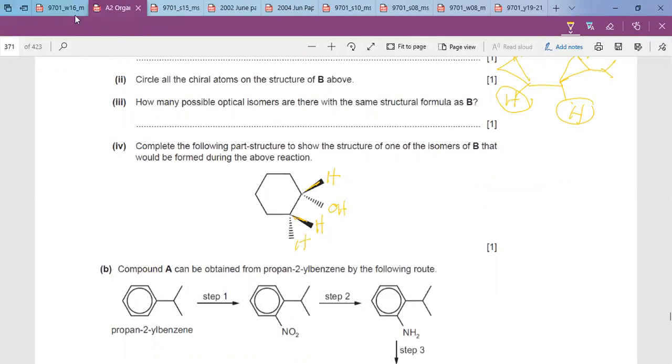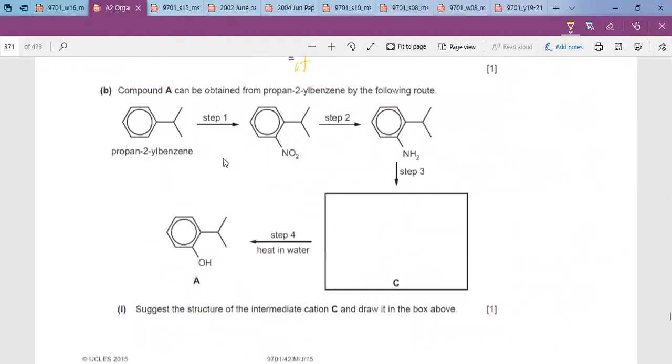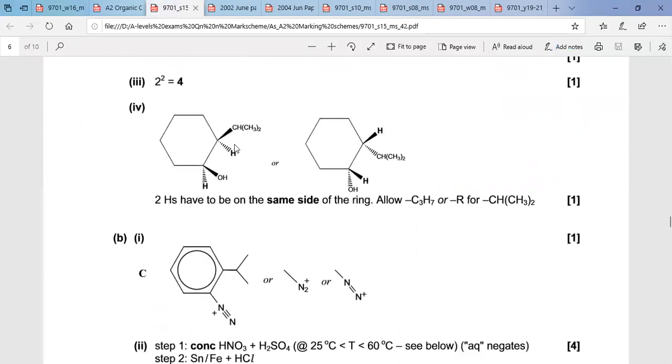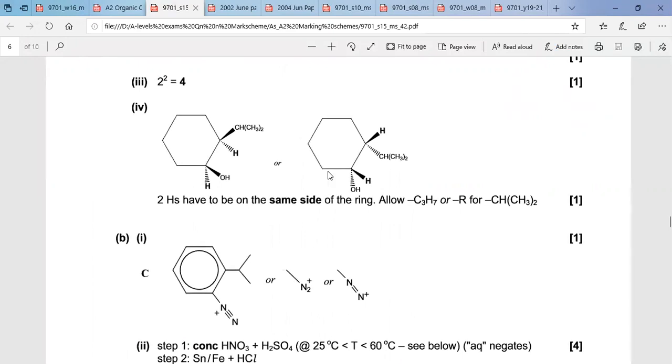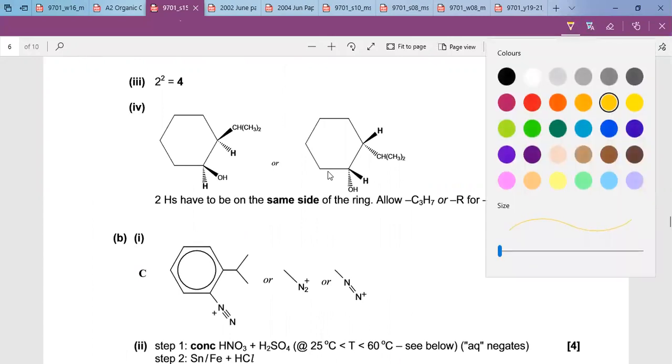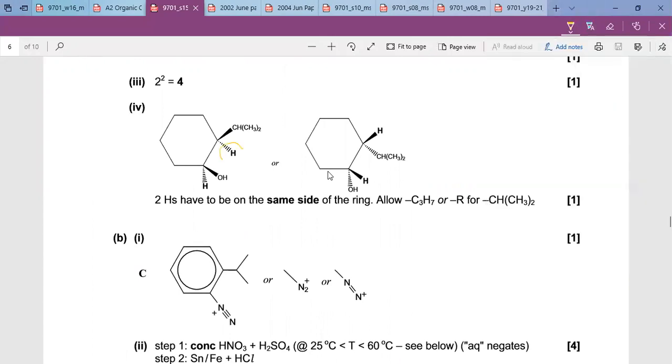Now look at the marking scheme. The marking scheme will be this one here. You can see, right? Can you see down here? You need to see here. I need to add, on the bottom or top. So that is important. The marking scheme has two hydrogens that have to be on the same side of the ring.